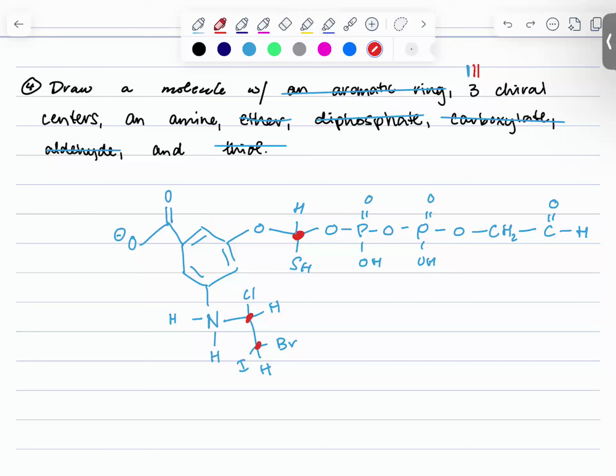I would say the easiest way to get your chiral centers is to throw some halogens on there. Yeah, that is an easy way to make sure that all 4 of your substituents are different. Because you have 1 chlorine, 1 bromine, 1 iodine, 1 hydrogen. That is 4 different substituents that you can pull from. What's up?